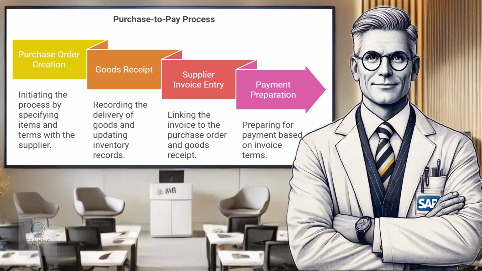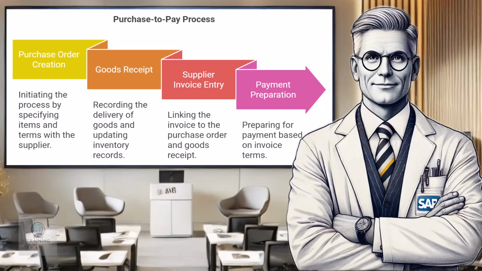This is where the ordered items were received and confirmed. We recorded each item, updating our inventory to reflect the actual stock on hand. This step is essential because it creates a direct link between our physical goods and the system, ensuring inventory accuracy. Afterwards, we entered the invoice processing phase.